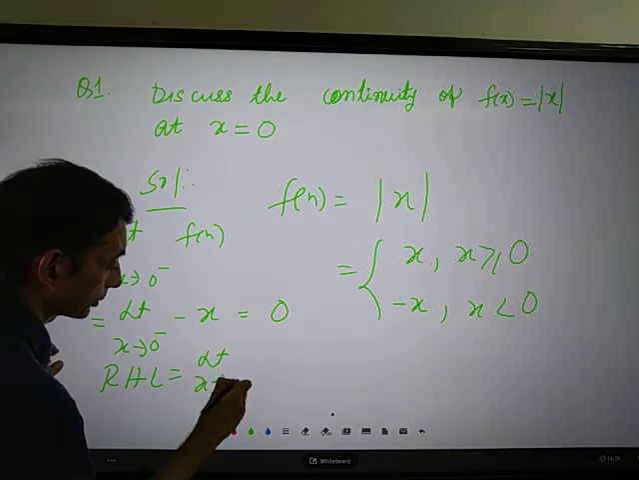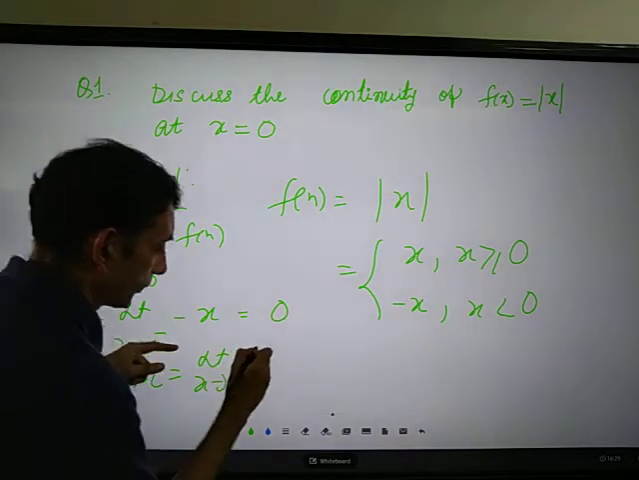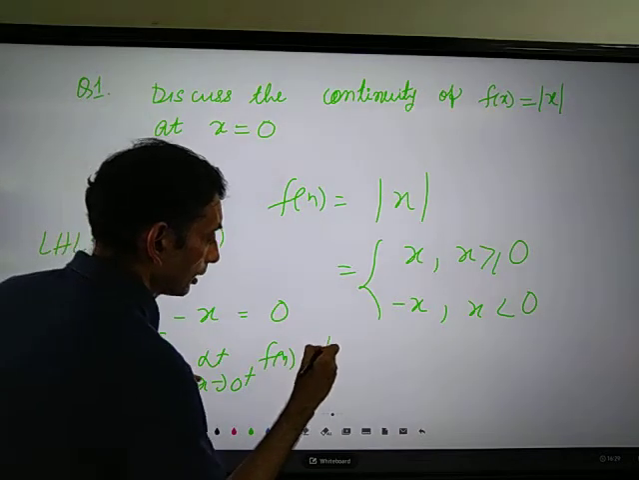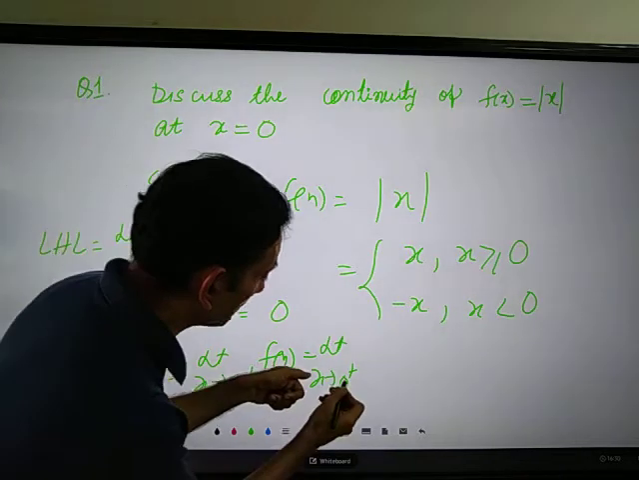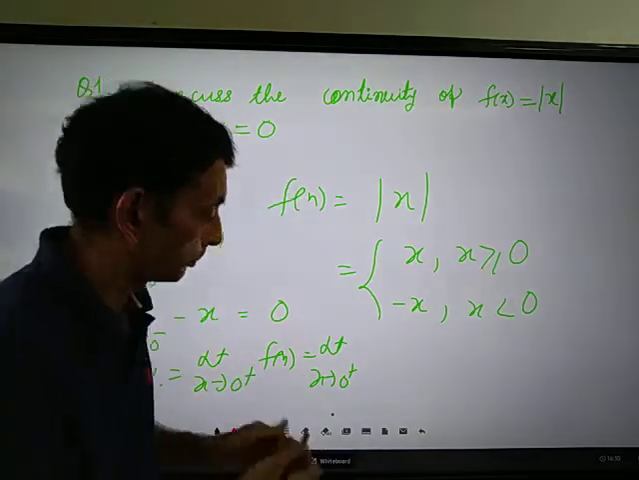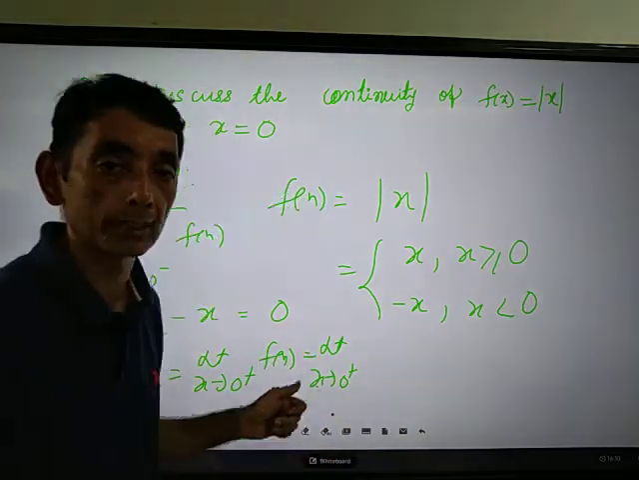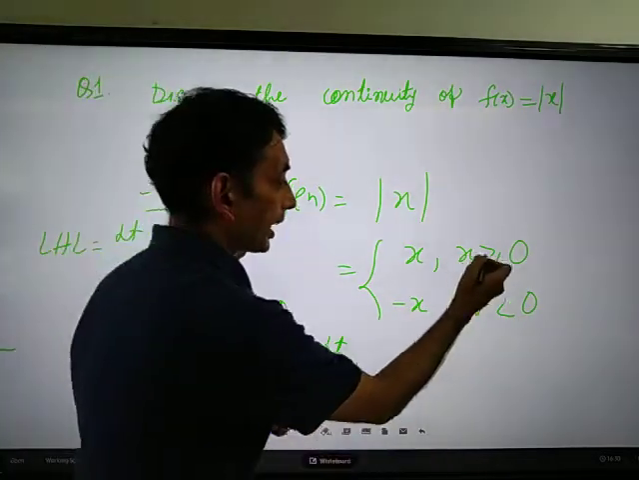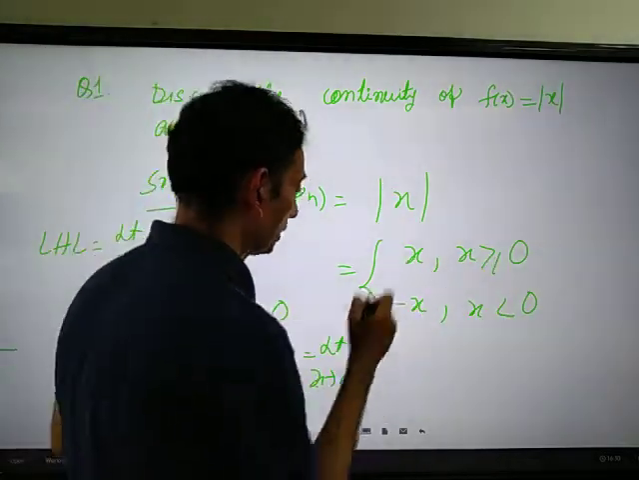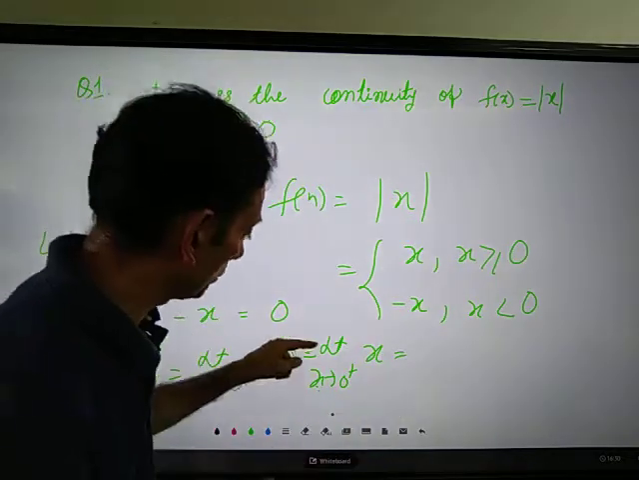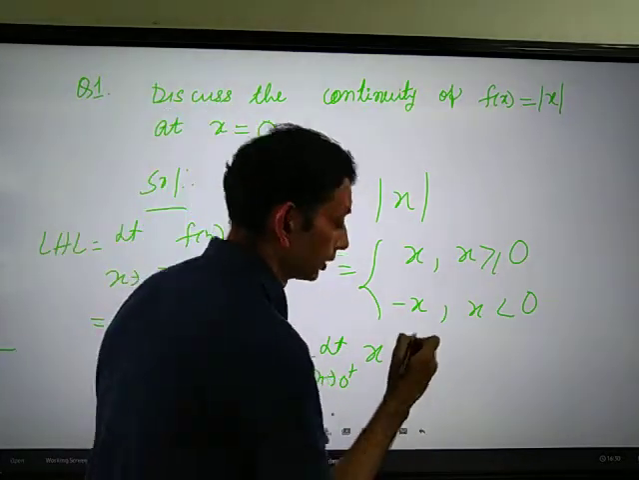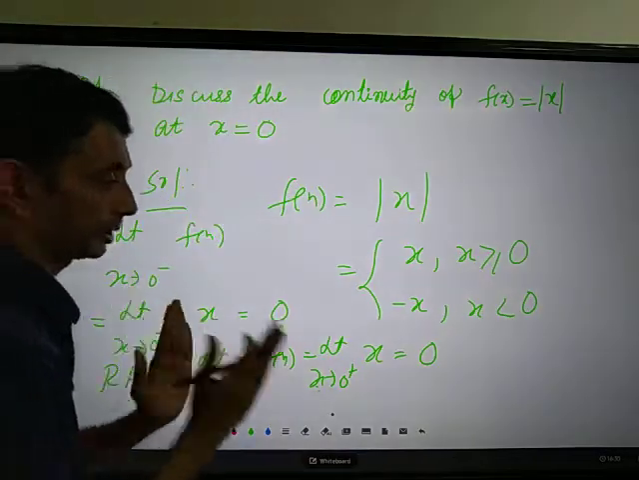Limit x tends to 0 plus f(x). 0 plus means you are approaching 0 from the positive side, so the sign of x is positive. That means x is greater than or equal to 0, so you need to replace f(x) by x. In this case also, if you substitute 0, it will be 0. So we got the left hand limit and right hand limit both equal.